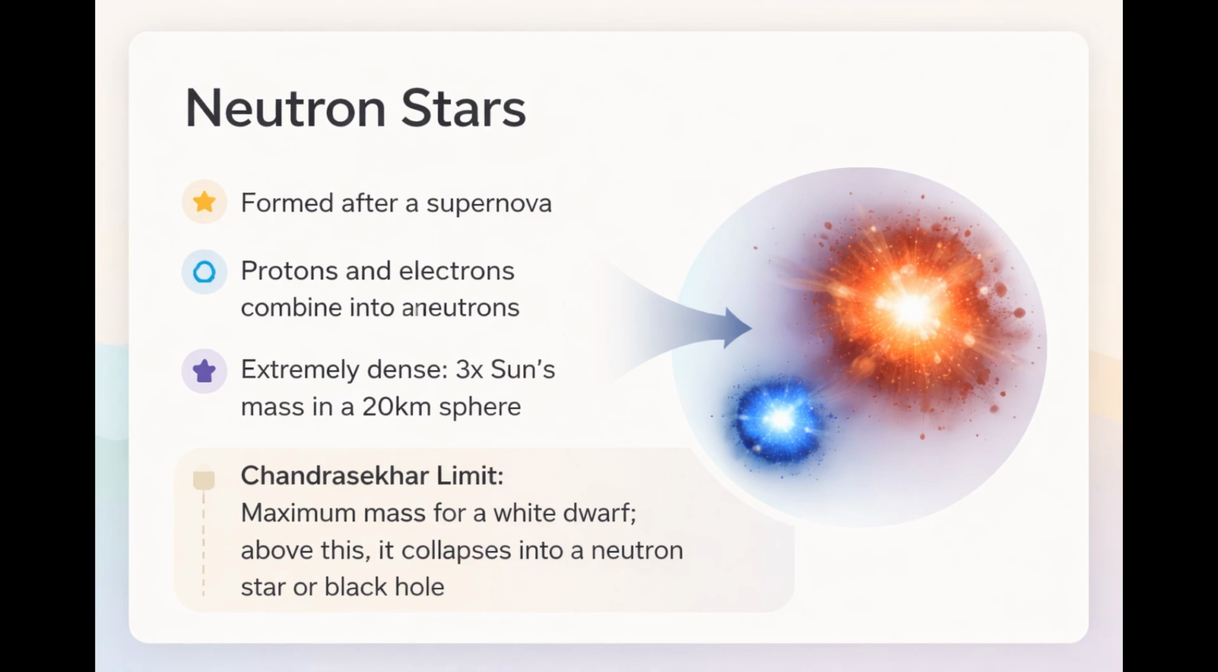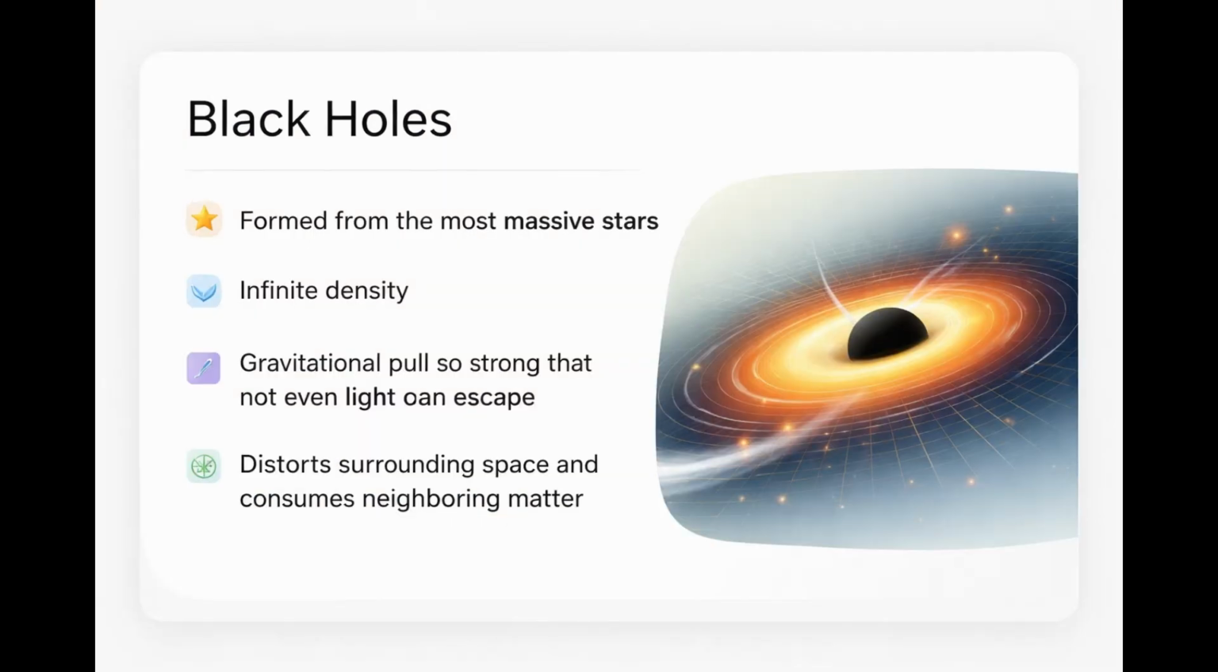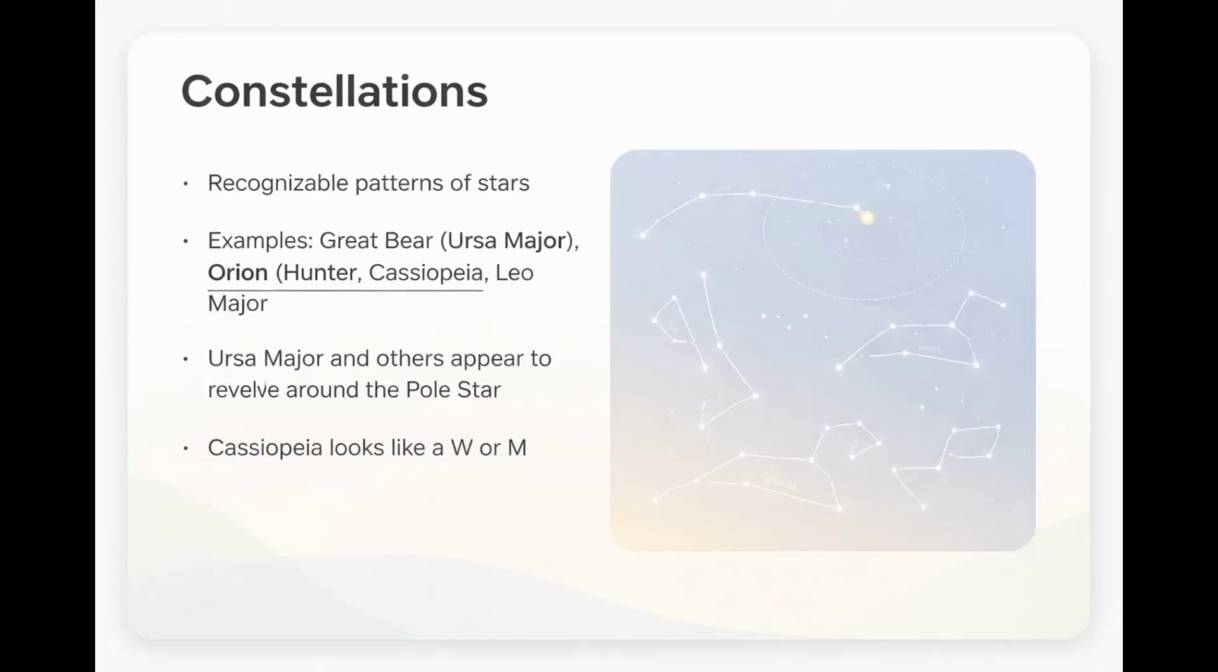Protons and electrons are crushed together to form a neutron star, an object so dense that 3 times the mass of our sun is packed into a sphere just 20 kilometers wide. If the collapsing core is massive enough, not even the pressure of neutrons can stop the crush of gravity. It collapses infinitely into a black hole, a region of space where gravity is so intense that nothing, not even light, can escape. Moving from the extreme physics of dying stars, let's look up at the night sky.